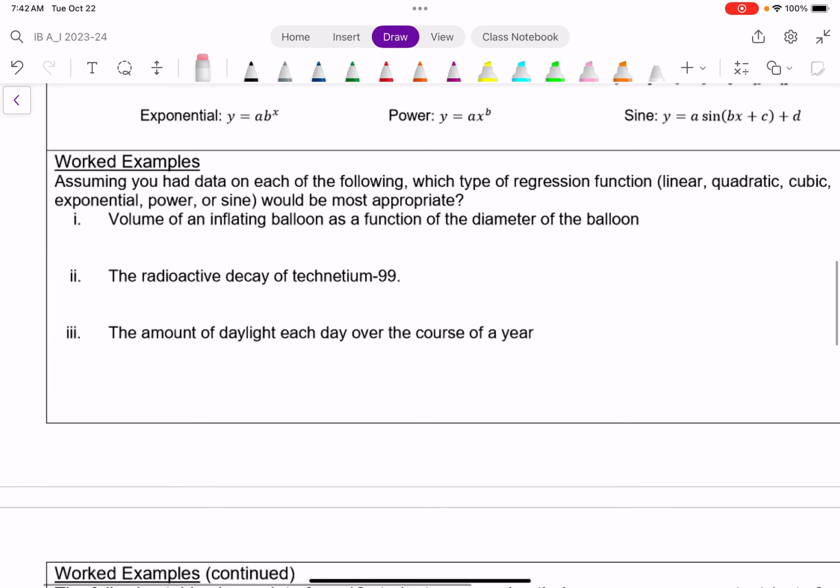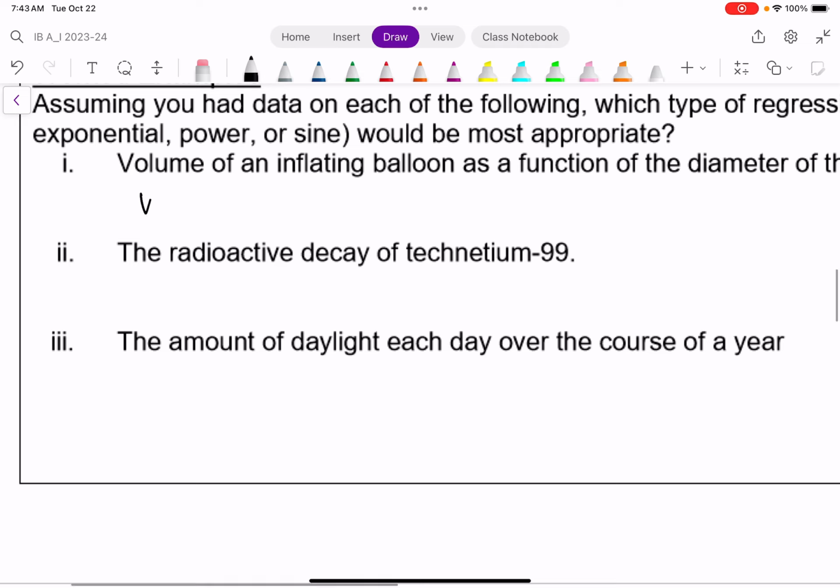Starting with the volume of an inflating balloon as a function of the diameter of the balloon. Well, it helps to remember the volume of a sphere, and again, a balloon's not quite a sphere, but the volume of a sphere is 4/3 pi r cubed. This gives us a real sense that this would be a cubic function, which makes sense because volume is a 3-dimensional measurement. So we would use a cubic function to model this data. Even though the balloon likely wouldn't be a perfect sphere, a cubic function would likely make the most sense.